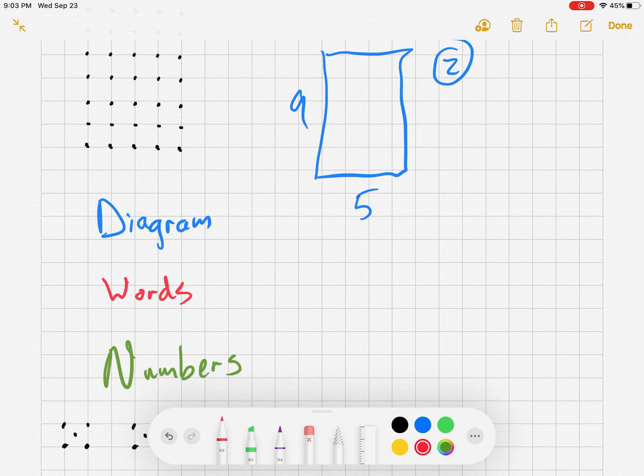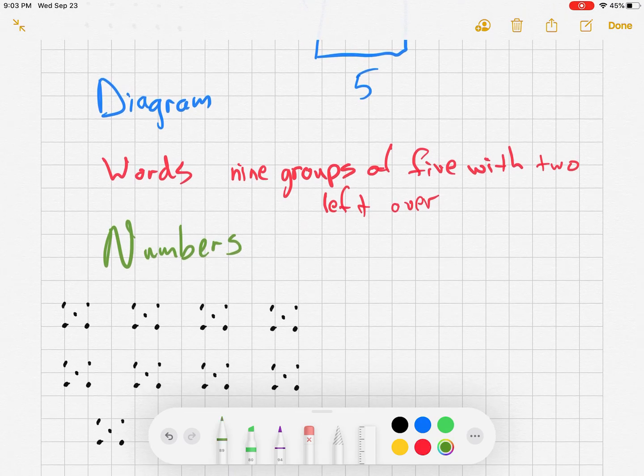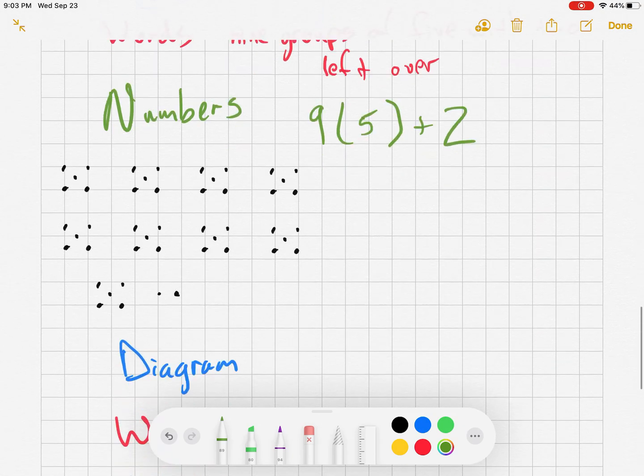Now to put that in words, you could say 9 groups of 5 or 5 groups of 9. I'll say this is 9 groups of 5 with 2 left over. Clearly I need to get more sleep, huh? So now let's represent this as numbers or symbols, right? 9, there's that word groups, so we're going to group it, groups of 5 with 2 left over. Again, we could calculate that to make sure that that's right.